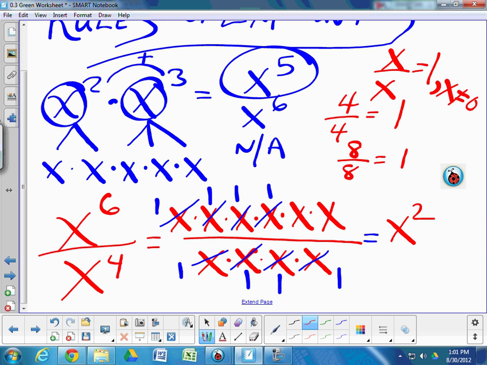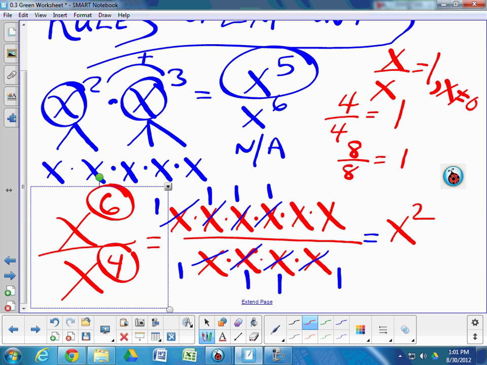And on the bottom you just have 1, so I'm going to save ink. Laser, imaginary ink, but I'm saving it nonetheless. We don't have to write it, right? We don't have to put x squared over 1. It's just x squared. So the moral of the story is, what do you do with these when there's one on top and bottom and the same base is there? Subtract them.